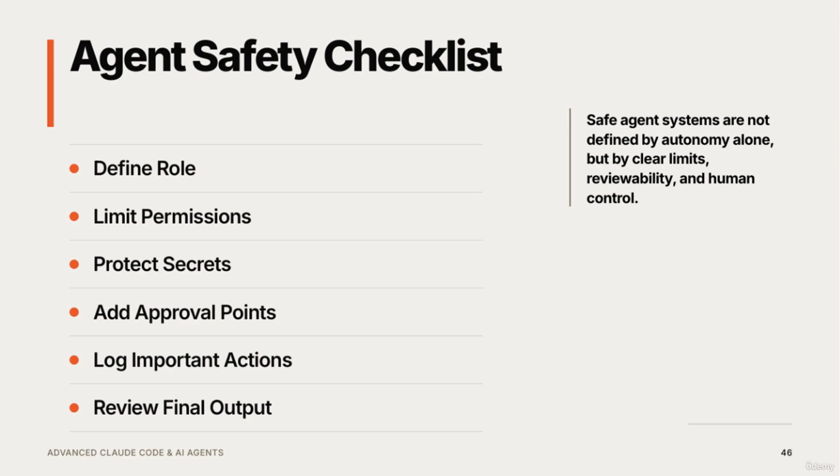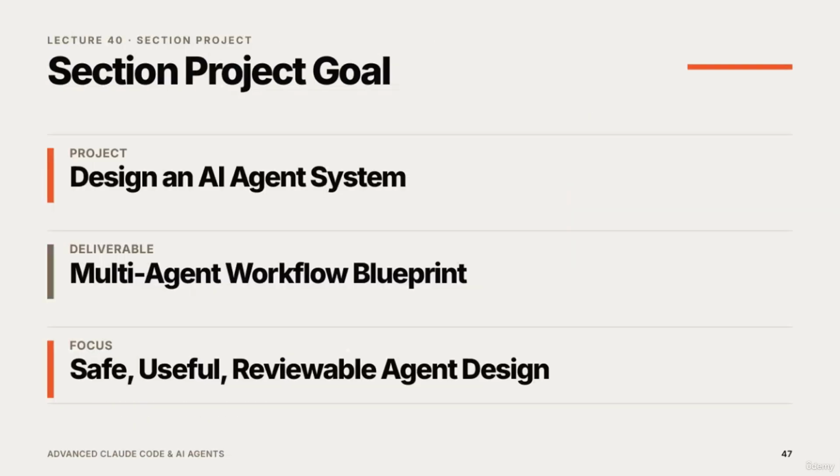Logging important actions helps us track what the agent has done, making the system reviewable. Finally, reviewing the final output ensures that the results meet expected standards and are safe for use. Altogether, these steps form a comprehensive safety checklist that prioritizes clear limits, continuous review, and human control to create trustworthy AI agents. Now let's focus on the section project for Lecture 40.